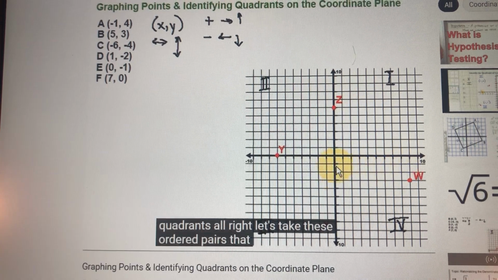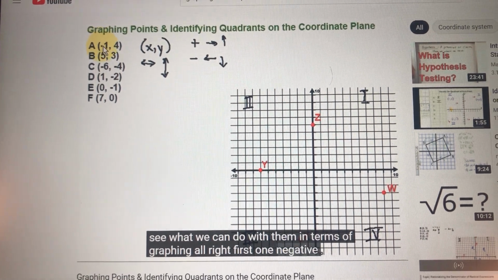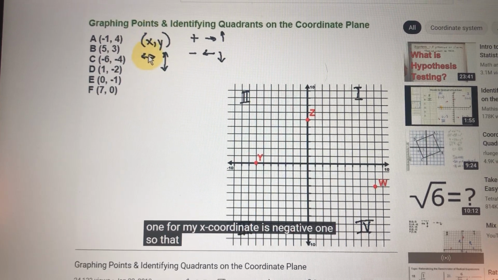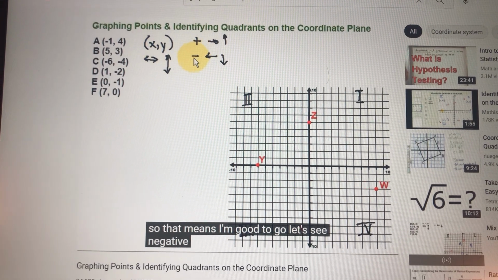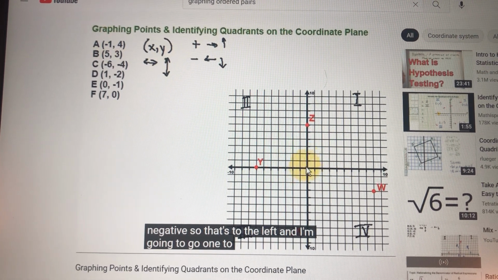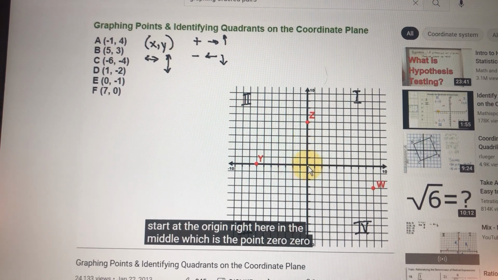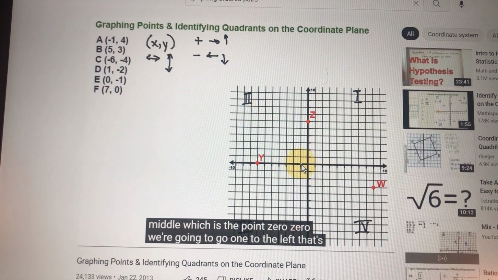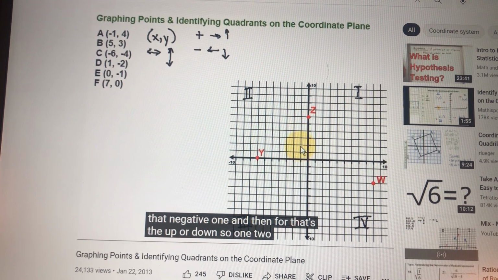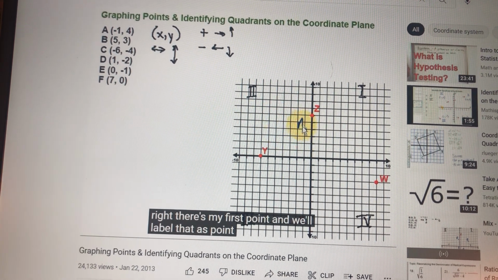Alright, let's take these ordered pairs that we have over here and see what we can do with them in terms of graphing. Alright, first one, -1, 4. My x-coordinate is -1, so that means I'm going to go, negative, so that's to the left, and I'm going to go 1 to the left. So we always start at the origin right here in the middle, which is the point 0, 0. We're going to go 1 to the left, that's that -1, and then 4, that's the up or down, so 1, 2, 3, 4, and right there is my first point, and we'll label that as point A.